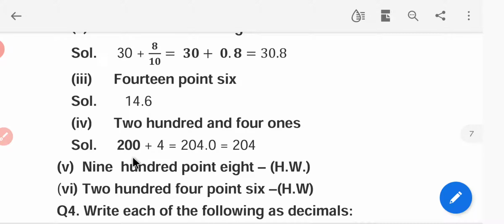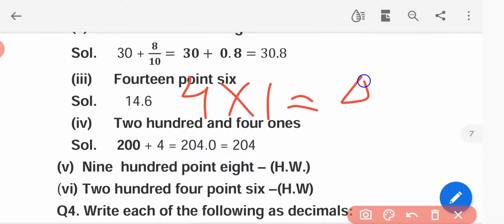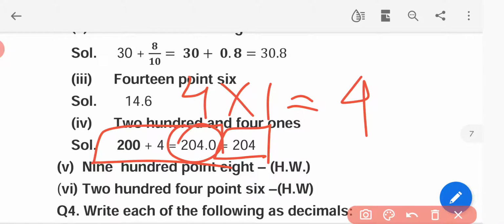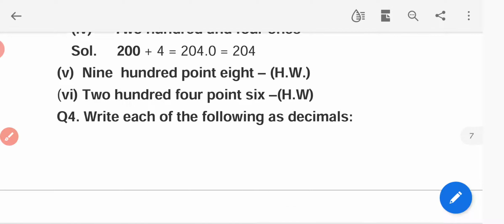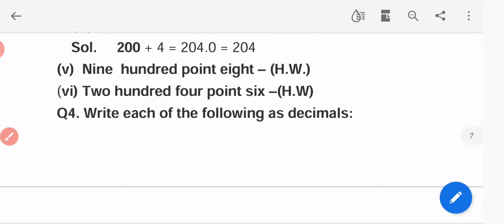Next one 204 ones. 200 means 200, and means plus 4 ones. 4 ones means 4 into 1. So 4. So 200 plus 4. Here no any point is given, so we can write it as 204.0 or simply as 204. Like this you have to solve the remaining question which is given you as a homework.